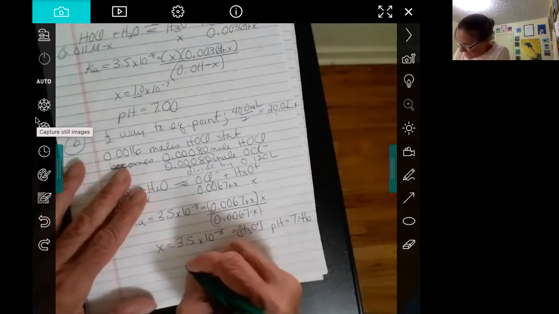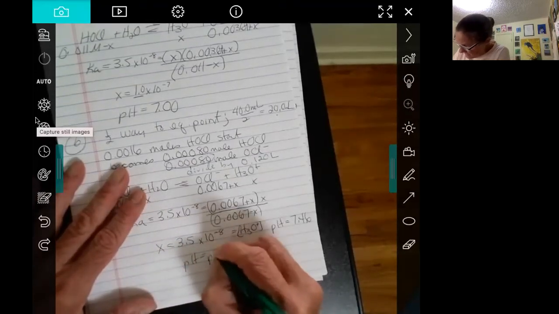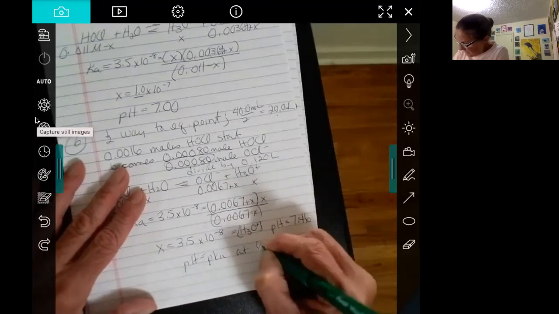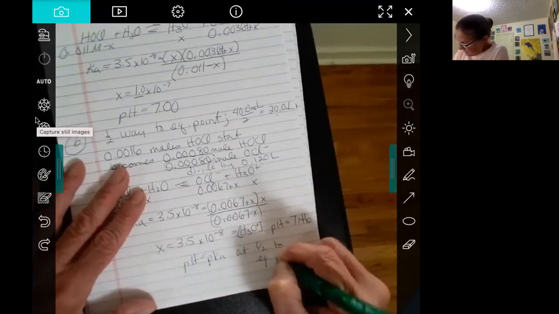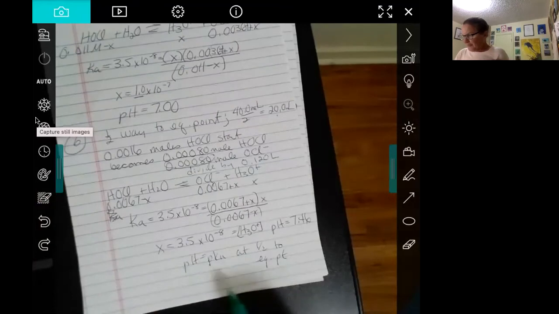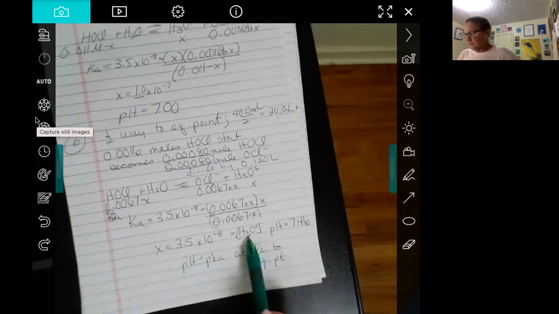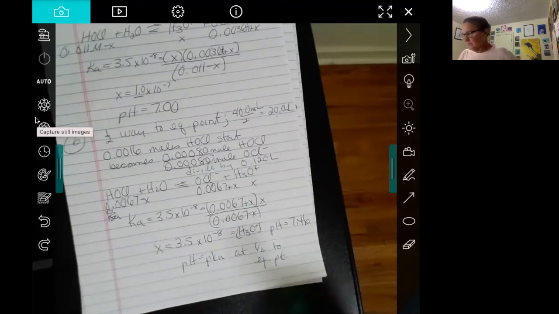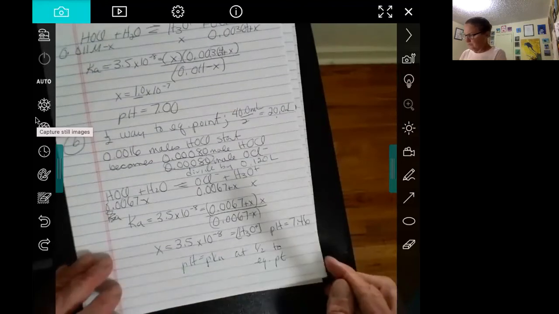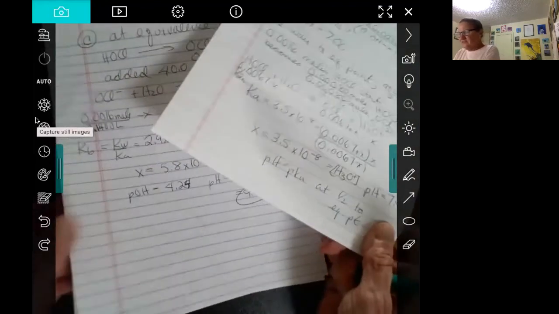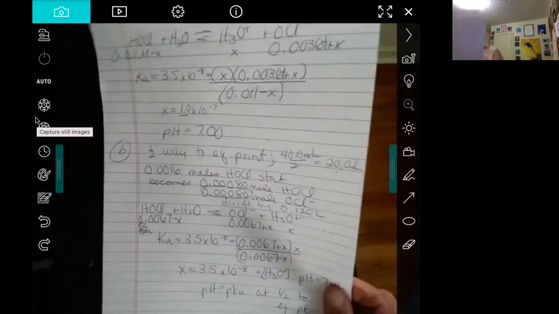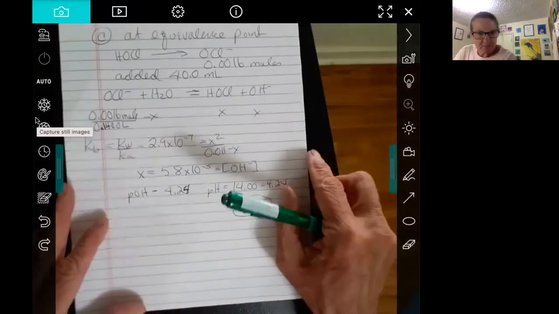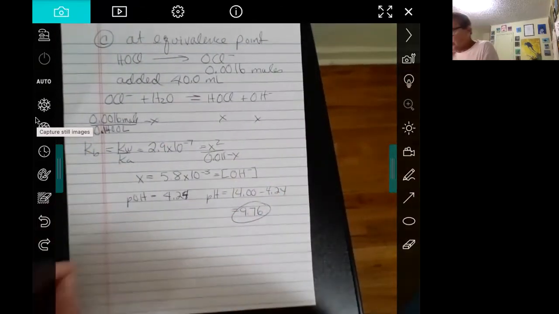So what you find is pH equals pKa at halfway to the equivalence point is a pretty good general rule. So X is the Ka, and now it also equals the H3O plus at this particular point, and so the pH went up a little more, up to 7.46. So notice there's a different way to calculate along the way. That's the important part.